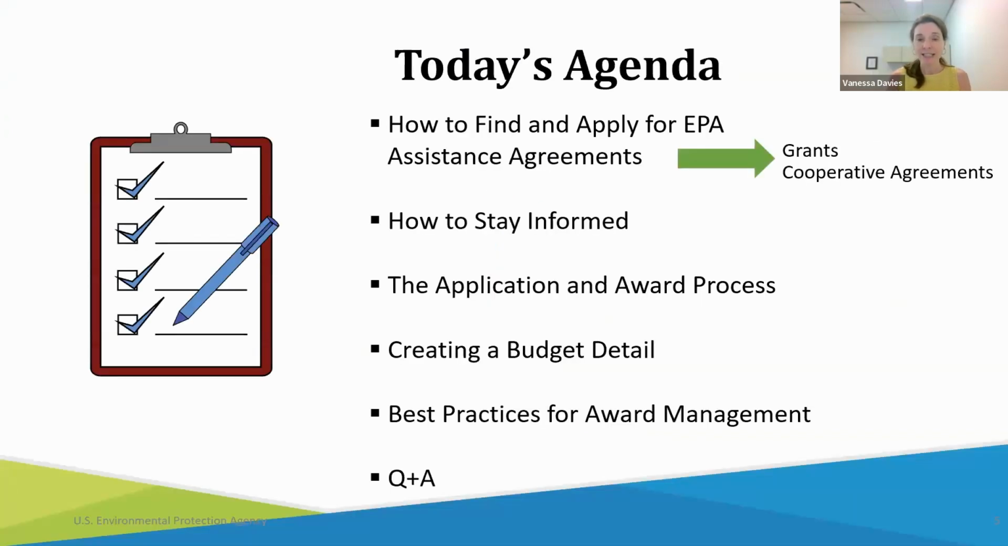So here's a look at the agenda today. I will talk to you about how to find and apply for EPA assistance agreements. I will give you some tips on how to stay informed about funding opportunities. I'll walk you through the application and award process. I'll talk to you about how to create a budget detail. I'll run through a few of the best practices for award management. And at the end, we will leave some time for Q&A.